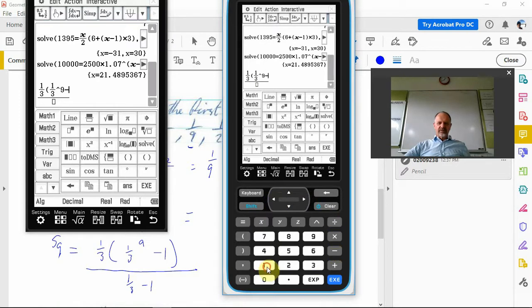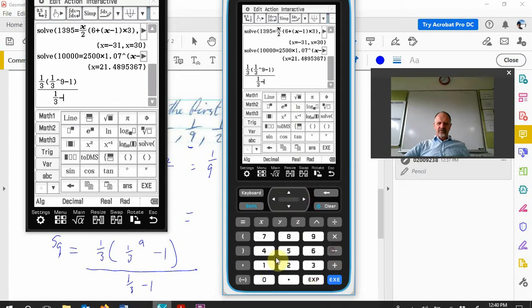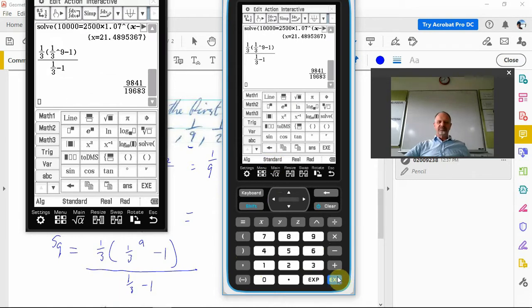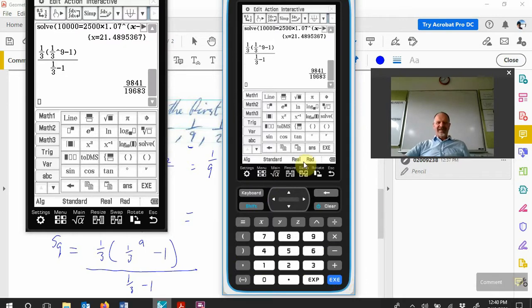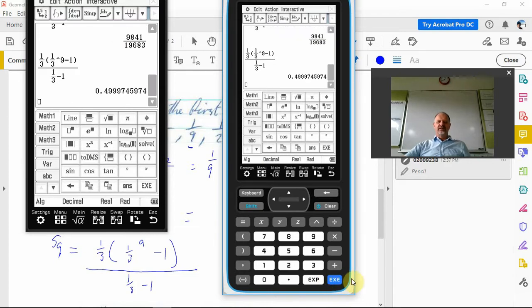Hopefully this is going to be right. Close my bracket. Over another fraction, 1/3 minus 1. And have it in standard. If I've got it in standard, there it is. It gives it to me as a fraction. And if I had it in decimal instead, it would give it to me in decimal form.